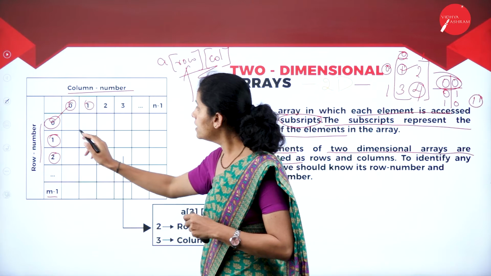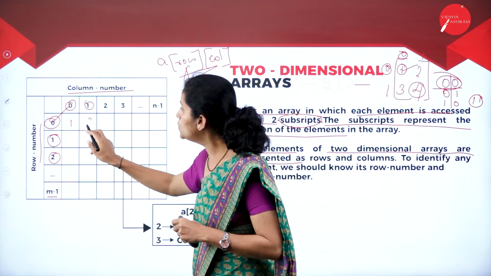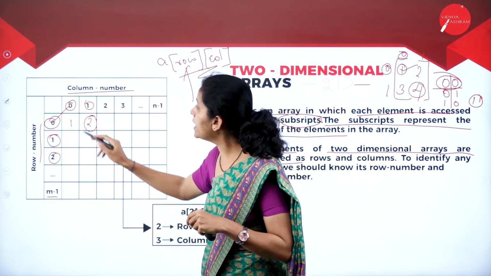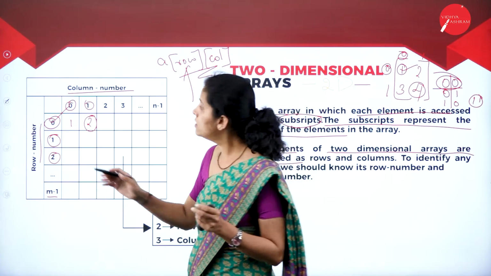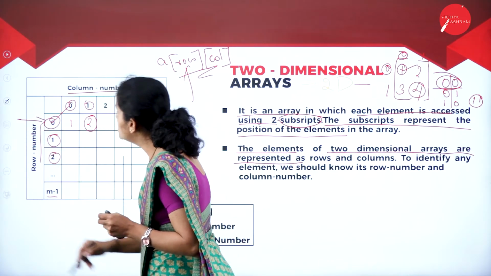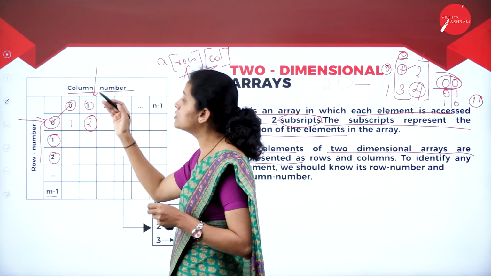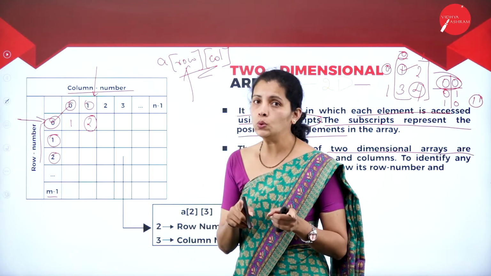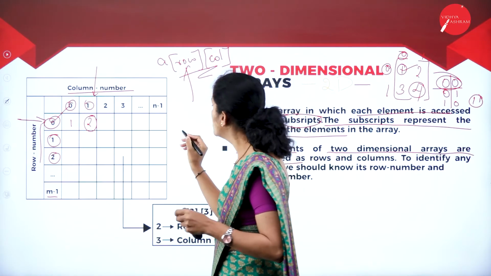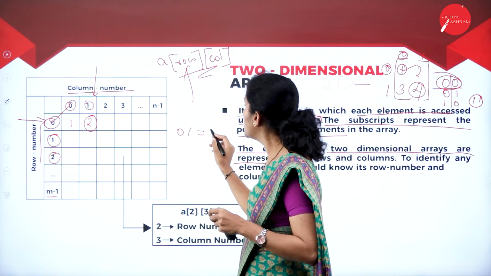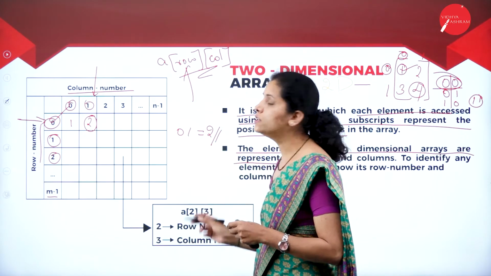Now think that I'm having 1 and 2 here. Now if I want to access this 2, how can I access? See here, in 0th row and in the first column I'm having 2. So how can I access? When I'm having the index 0, 1, I can access the element 2.